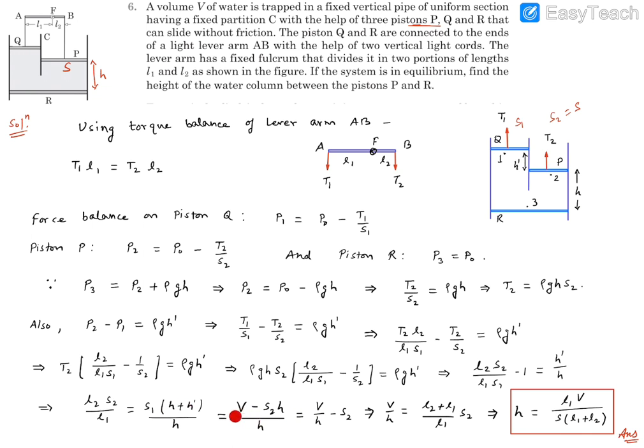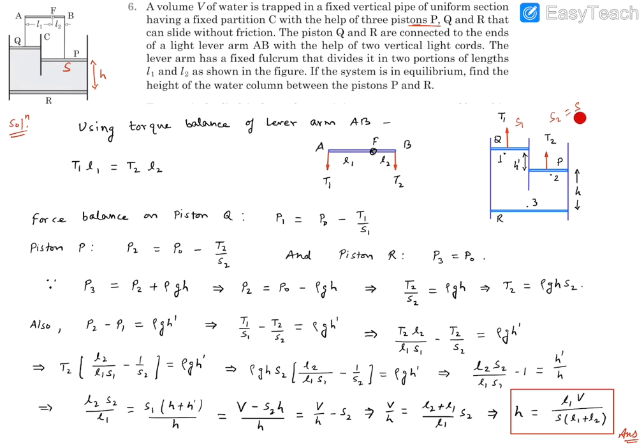Now we can further simplify it. It's like V by H minus S2. Now this S2 could be brought to the left side. So we will have V by H is equal to L2 S2 divided by L1 plus S1 plus this S2. S2 can be taken common. So it will be like L2 plus L1 divided by L1 into S2. You can check this calculation. I have done it quickly. So from here you will find this H can be calculated. This H turned out to be V L1, by doing the cross multiplication, divided by S2 within bracket L1 plus L2.